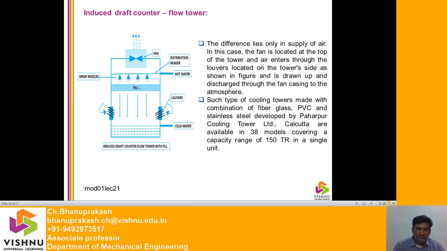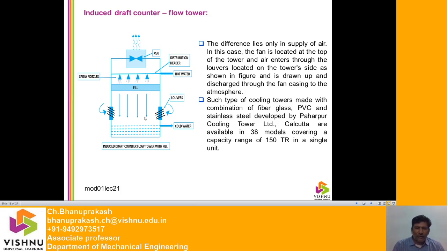You can see here the fan draws up the air and discharges it. This is the fan, taking air from the louvers, and the air moves out. Here the hot water enters and gets sprayed through the nozzles. When it is sprayed, it is filled in the filler, and again the water is sprayed. When the air passes through it, it absorbs heat from the water through convection and finally goes to the atmosphere. This is the hot air.